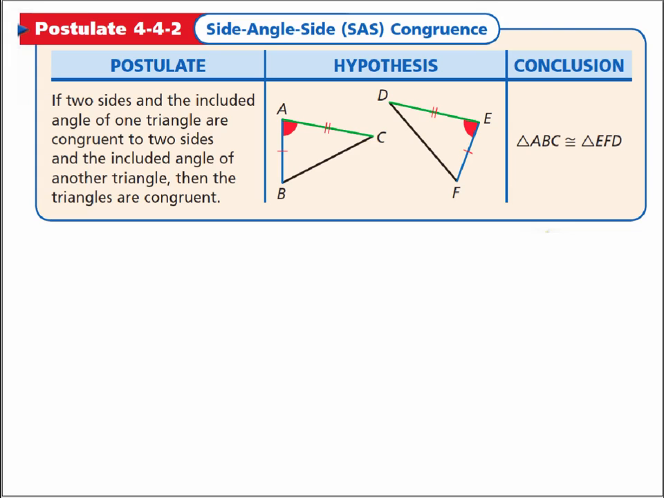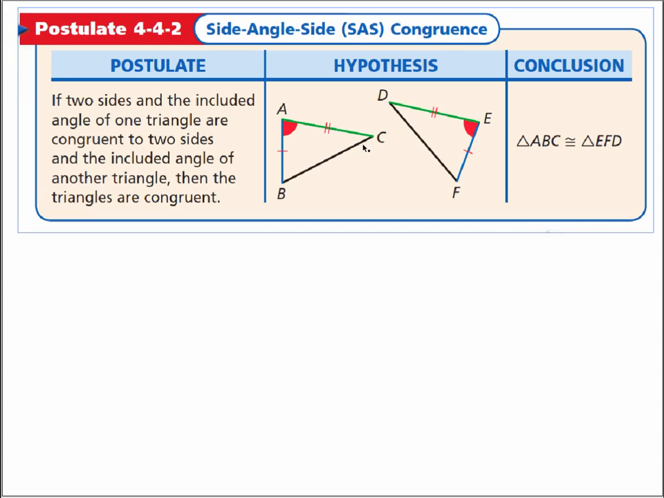So we have to talk about what it means to be included. Well, here angle A is the included angle because it's between side AB and AC. So since segment AB matches segment EF, since the angle A, which is included between the two sides, matches angle E, and since segment AC matches segment ED, we can use the side angle side congruence postulate, which means the two triangles are congruent.